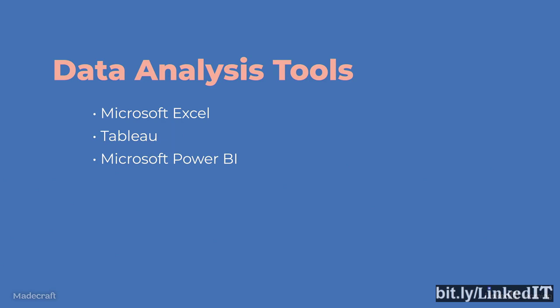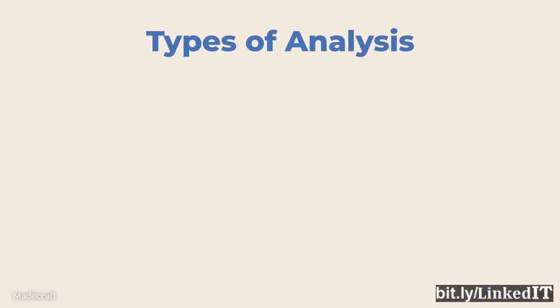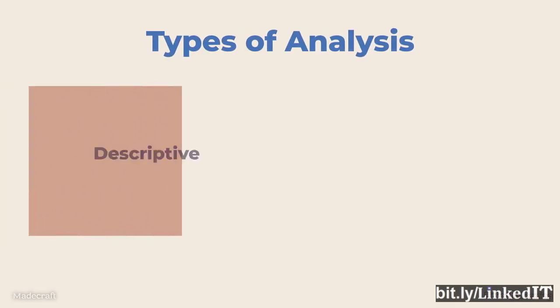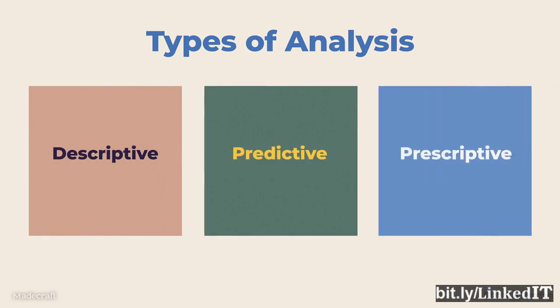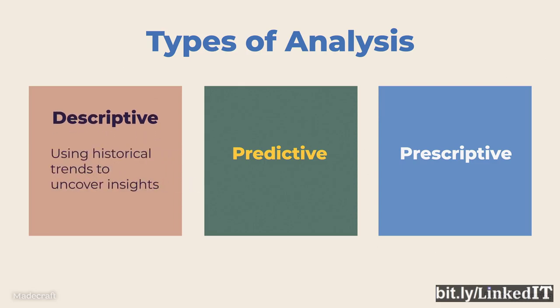This can get very confusing quite quickly, so let's break this down into a few different broad stages of analysis. There are three main stages of analysis: descriptive, predictive, and prescriptive analysis. Descriptive is the most basic form. Here, you look at historical trends to uncover insights that can lead you to the right decision.